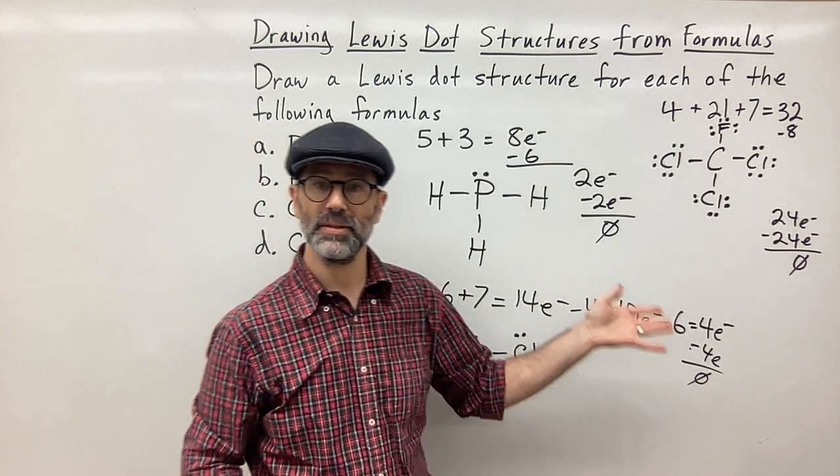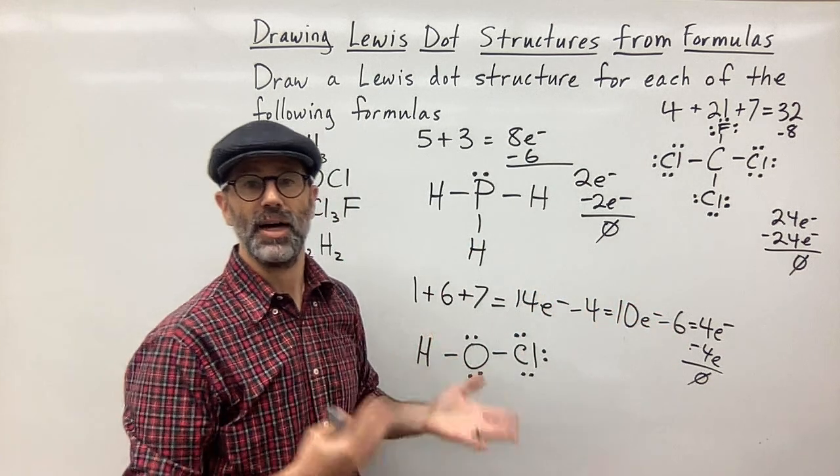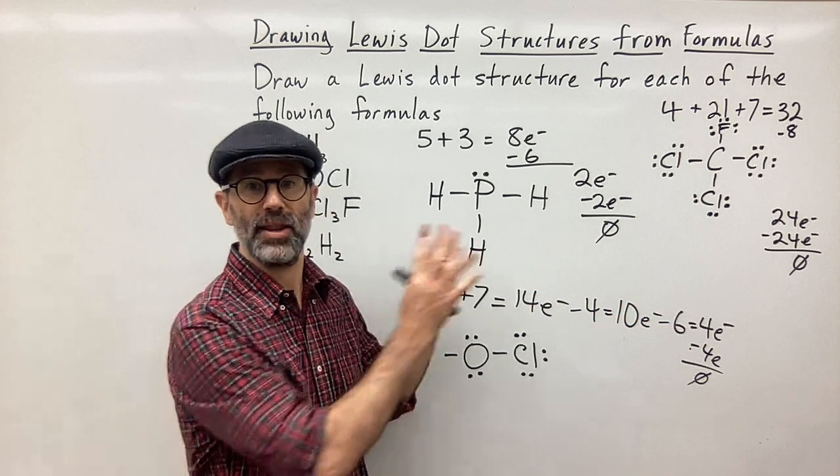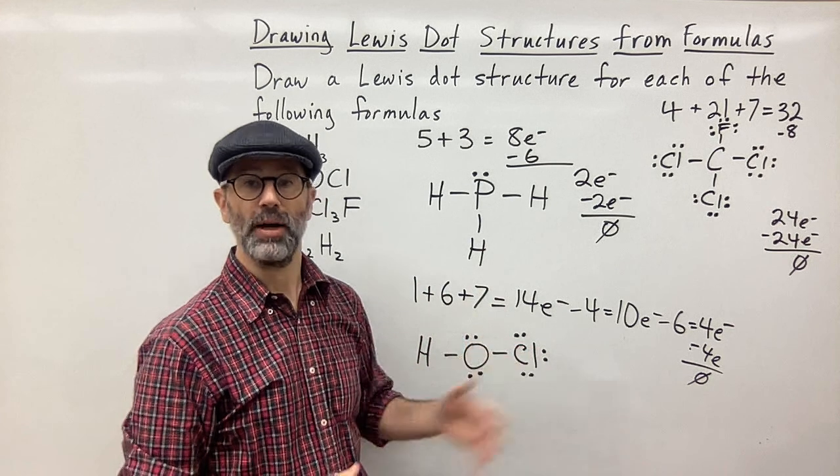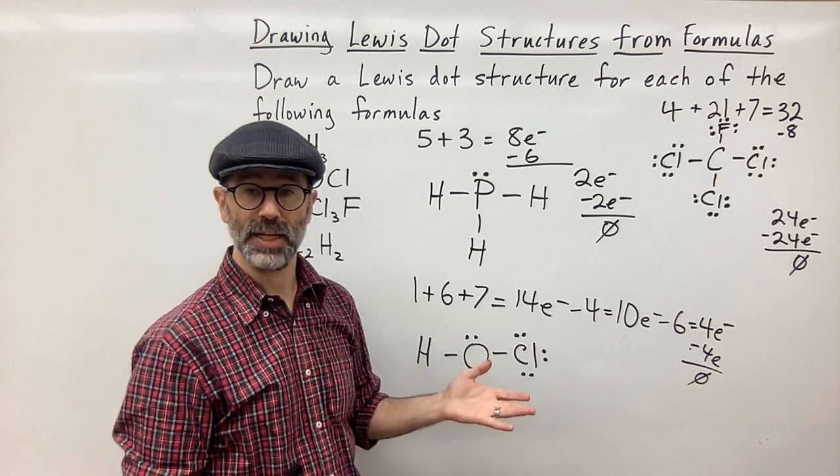So the next step, step 4, says that if I have electrons left over, I would add those to the central atom as lone pairs. I don't have any more left over, so I'm done at this point as far as electrons go.